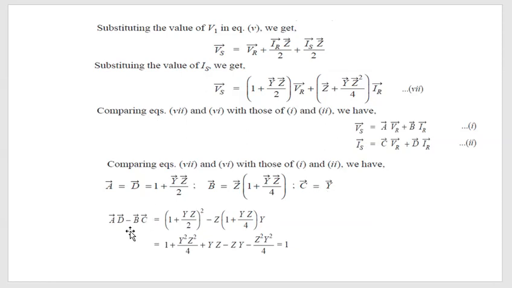And next thing is A into D minus B into C is equal to 1. So our two properties are satisfied here, which were the value of A will be equal to D and AD minus BC will be equal to 1.